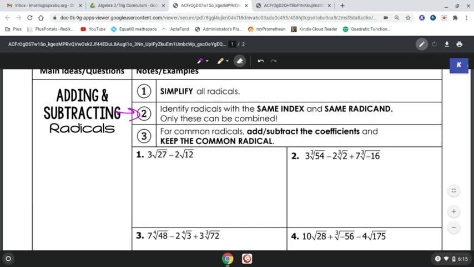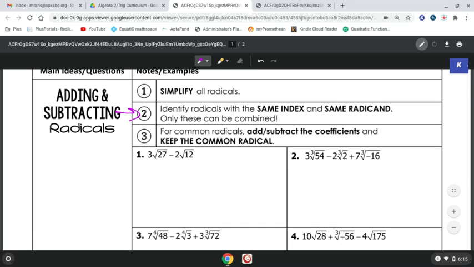So that's really all it is, and subtracting is the same way. The only thing you have to remember is to add the coefficients, and then the radical stays the same, or what's under the radical stays the same. So it's almost like a common denominator or something like that. So in number 1, we've got 3 square root of 27 minus 2 square root of 12.